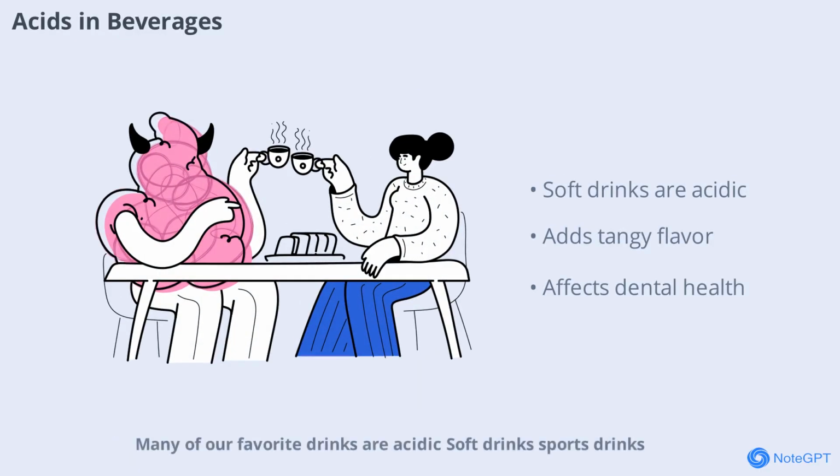Many of our favorite drinks are acidic. Soft drinks, sports drinks, and even coffee and tea contain acids that give them their unique flavors. For example, phosphoric acid is added to colas for tanginess, while citric acid is common in fruit-flavored drinks. These acids can affect the taste and even the shelf life of beverages. Just remember, moderation is key, as too many acidic drinks can affect your dental health.